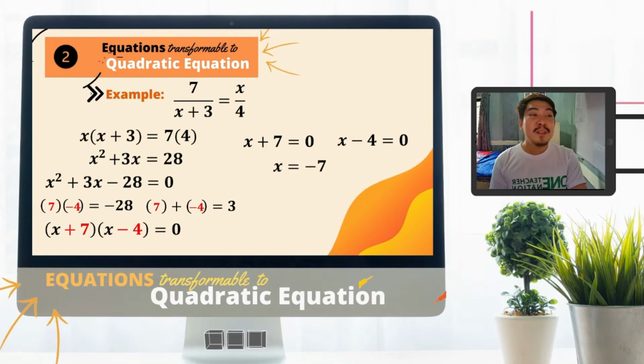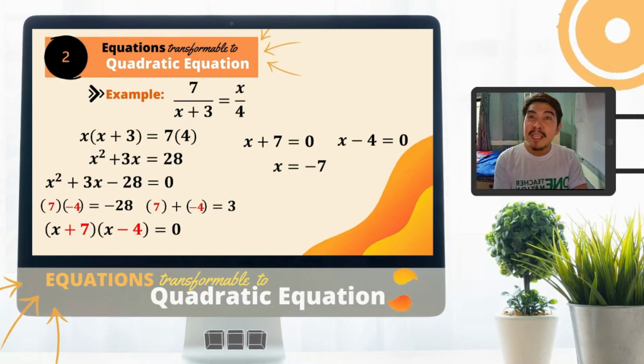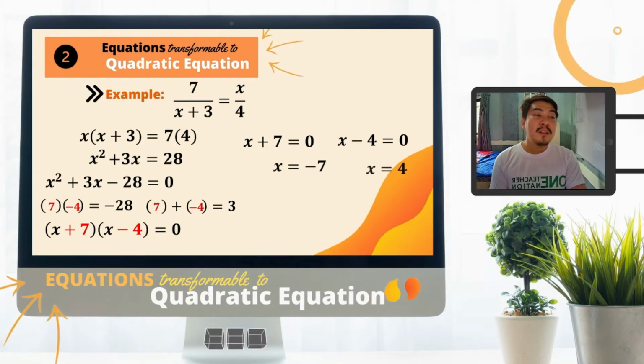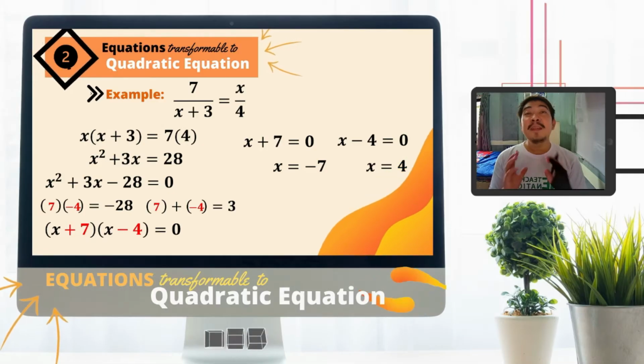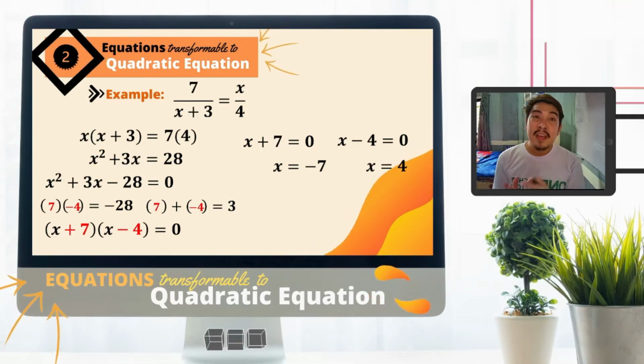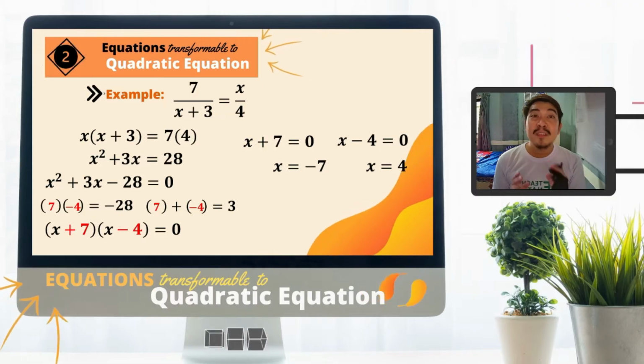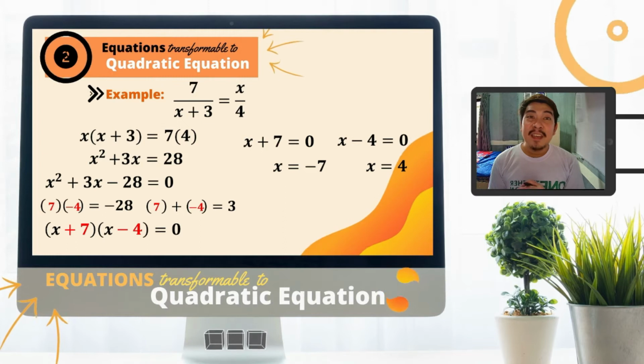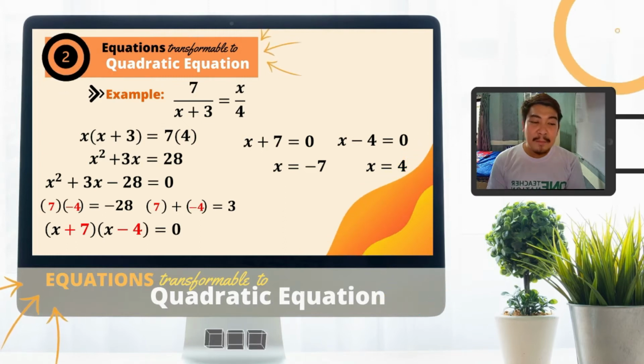The other one, x minus 4 is equal to 0. Ilipat si negative 4 sa kabila, it will change its sign. So therefore, x is equal to 4. Hindi pa natin masasabi na si negative 7 at si 4 ang solutions ng mismong ating equation. Kasi, kailangan pa natin siyang i-check since rational equation siya.